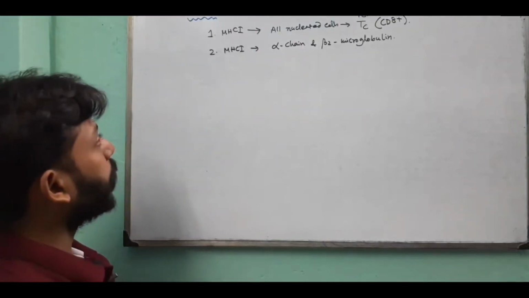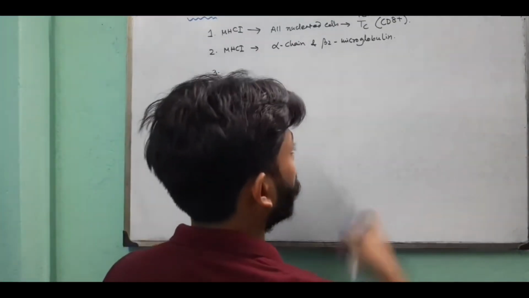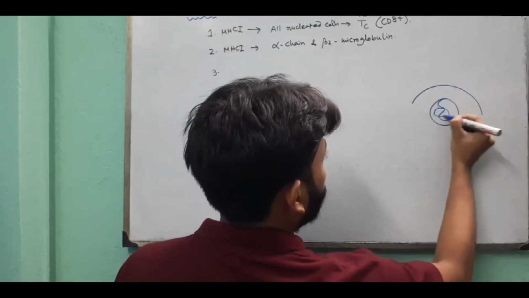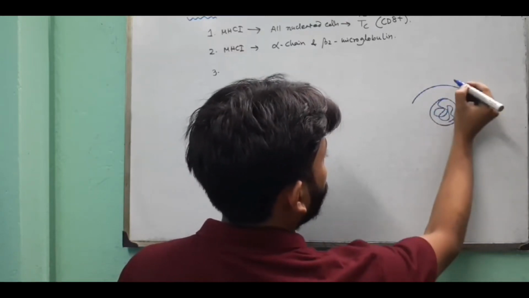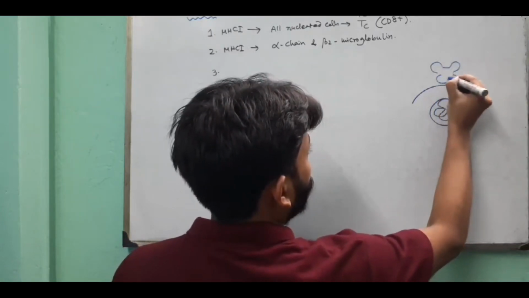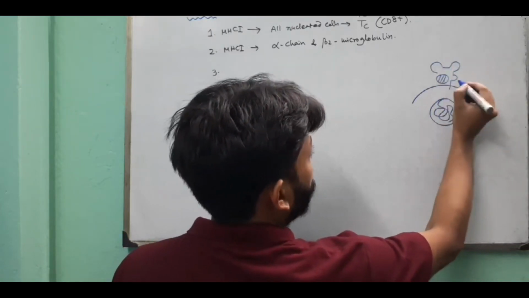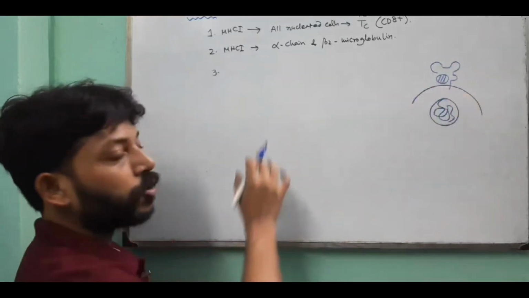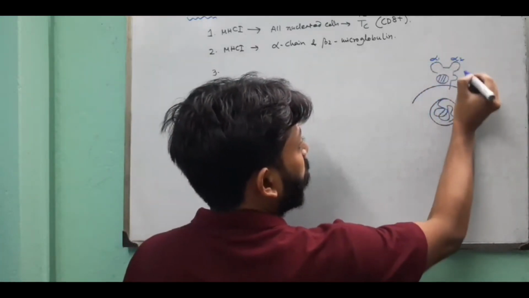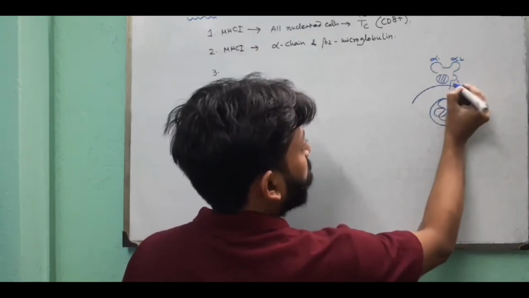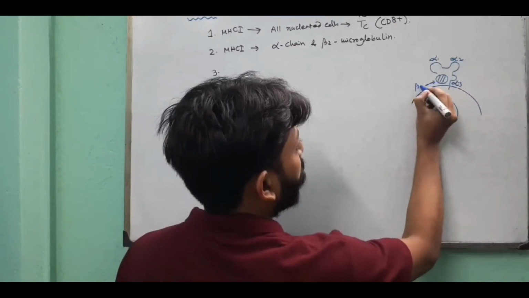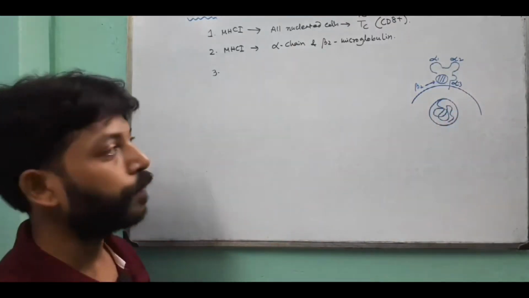The third important point is, let me draw an MHC1 molecule. Let's assume this is a nucleated cell. This is the nucleus and this is the plasma membrane. The alpha chain looks like this, and this is the beta 2 microglobulin. This alpha chain consists of three domains: alpha 1, alpha 2 and alpha 3. And this is the beta 2 microglobulin. I am writing only beta 2.